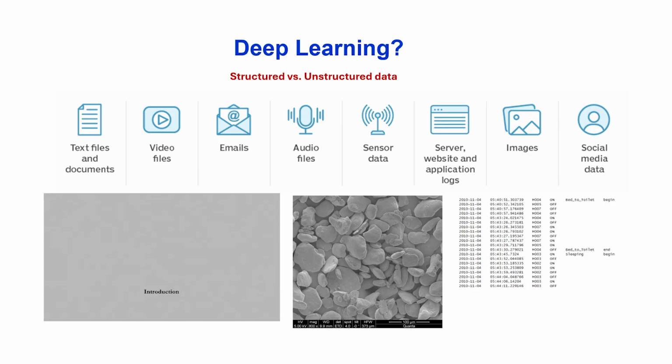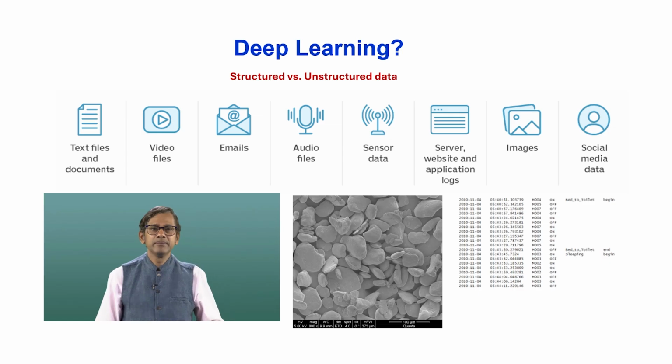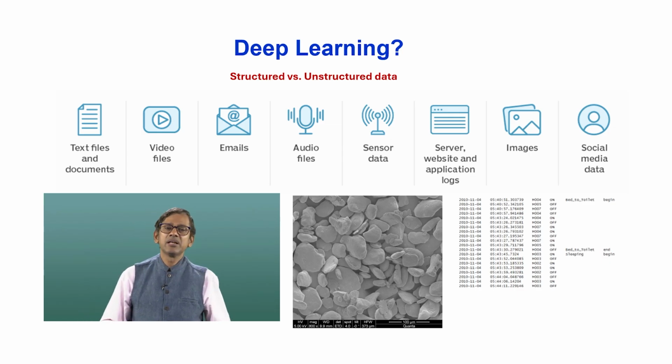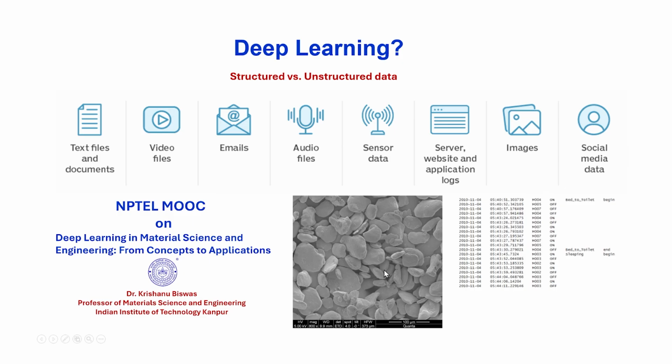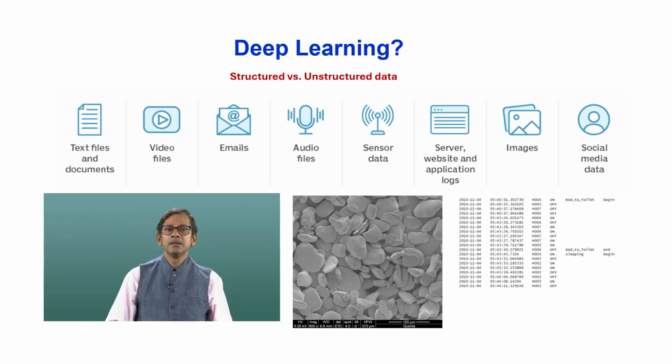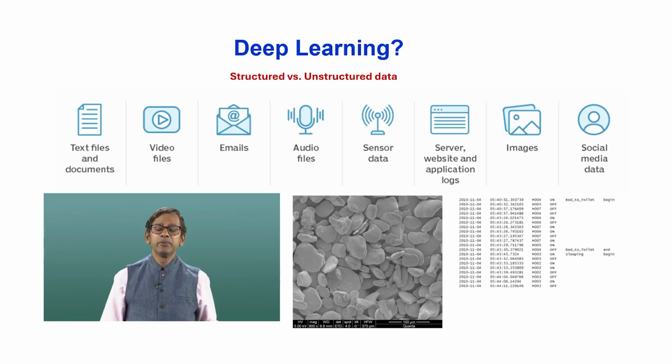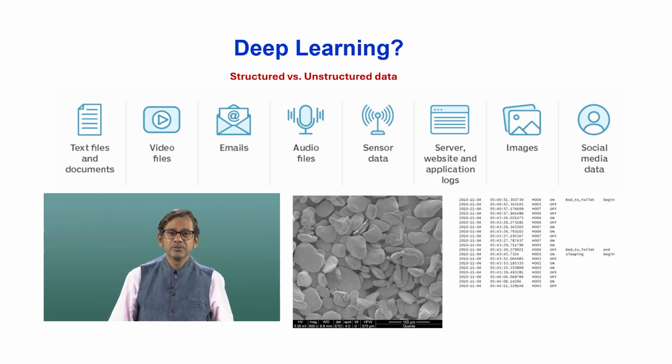You can also have emails. You can take emails, and then audio files, sound. You can have sensor data, which is shown on the right side. You can see this is date, time, and some sensor data. Okay, it is taken from labs. Then you can have server website data, images, social media posts. All these are unstructured data. Please keep in mind that. So, you must know what is structured and unstructured data very well.